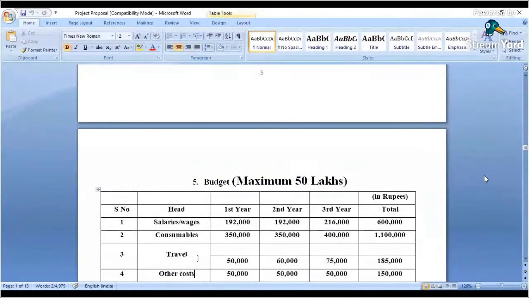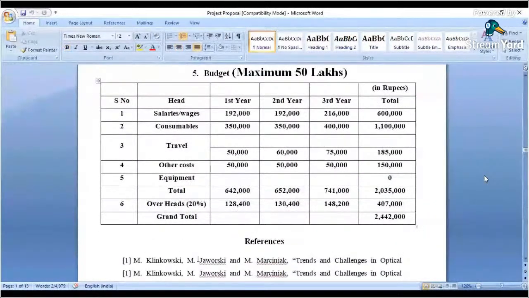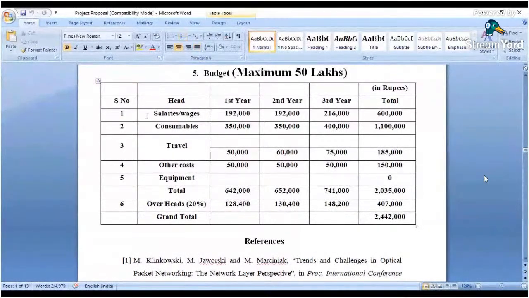Next comes the budget. This I think is very important because we need to really know how we are going to budget our project. DST gives you a table, a template, so it becomes much easier. The first head that we have is the salary and the wages. At that time in 2013, we went with 21 or 22,000 per month in the first year and the second year, and then increased it to about 24 or 25,000 in the third year. So you have these budgets for the 3 years, and that total comes to about this amount. Then we had the consumables, which we split into 3 years.